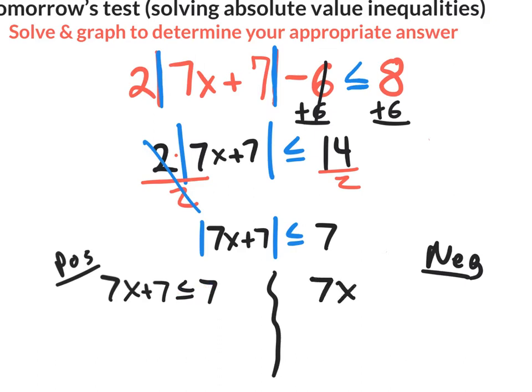It's going to be 7x plus 7, but that less than or equal to symbol is going to change to a greater than or equal to, and that 7 is going to change to a negative 7. Make sense? That's a setup. Now we need to solve both of those.